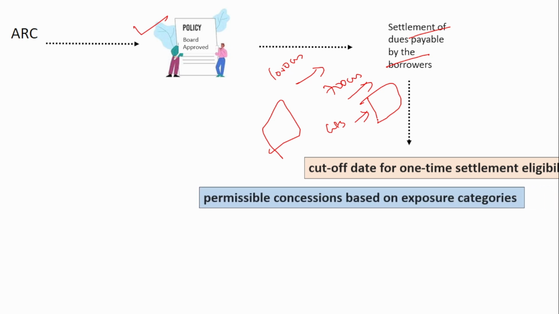And also the permissible concession based on the exposure category. So as I said here, it is 1000 crores, right? So if you repay 700 crores, that is enough. So there is a concession involved. So how much of concession can be done? That should also be mentioned in this policy.